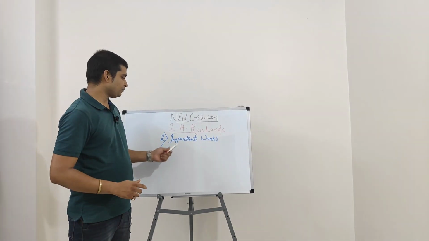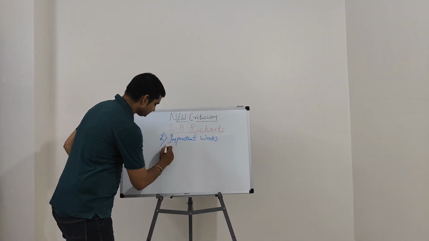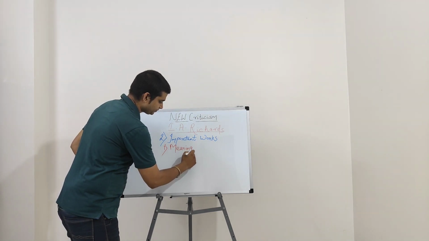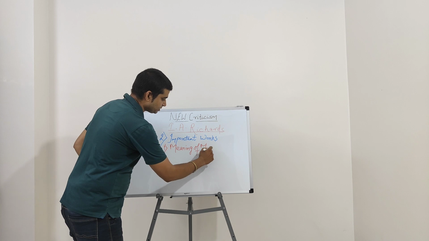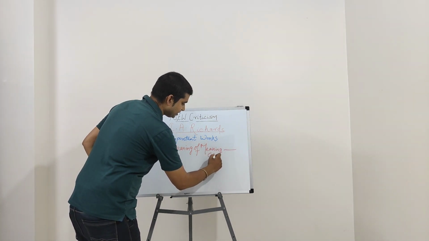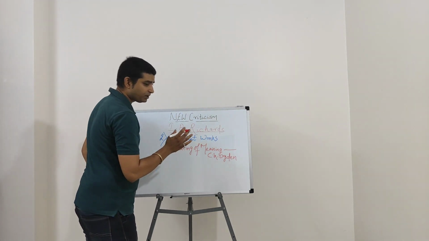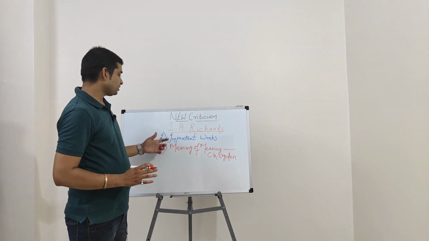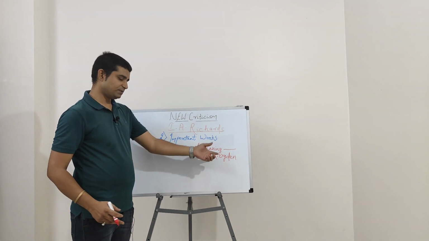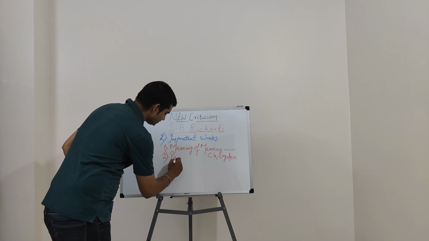When we talk about the important works by I.A. Richards, the first important work is Meaning of Meaning, and this work was written in collaboration with C.K. Ogden. Remember the name, friends, C.K. Ogden. It is frequently asked in examinations that I.A. Richards' Meaning of Meaning was written in collaboration with whom, and the answer will be C.K. Ogden.